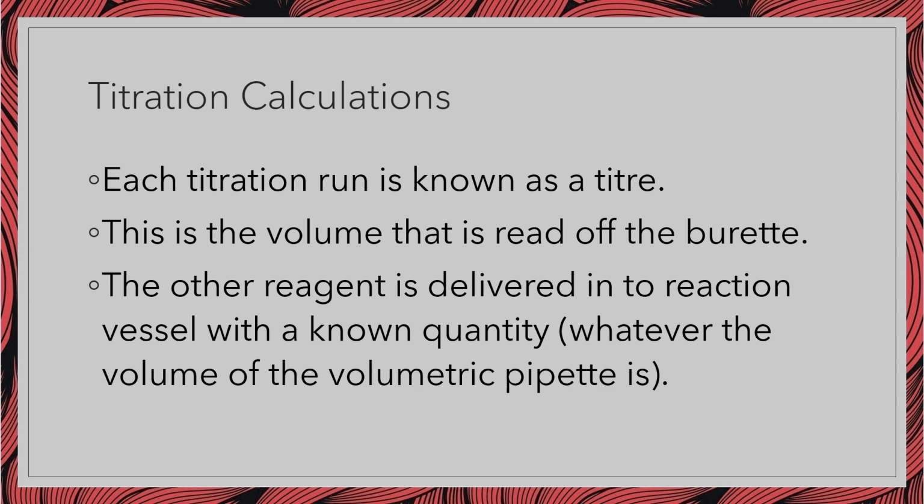The other reagent is delivered into the reaction vessel with a known quantity, and that known quantity is whatever the volumetric pipette is that we use. So typically we use a 25 ml volumetric pipette. Depending on the concentrations and the type of reagents, sometimes you might have to use a 10 or a 50 or 100, but take note of what volume you're actually using, and it will tell you in the question.